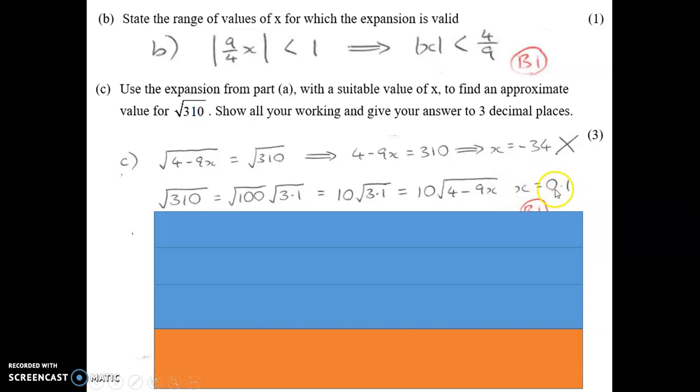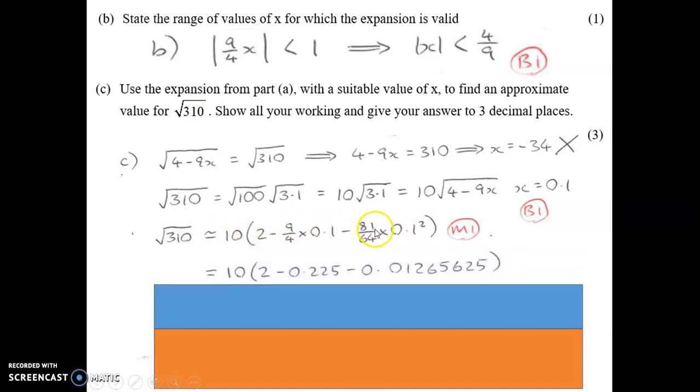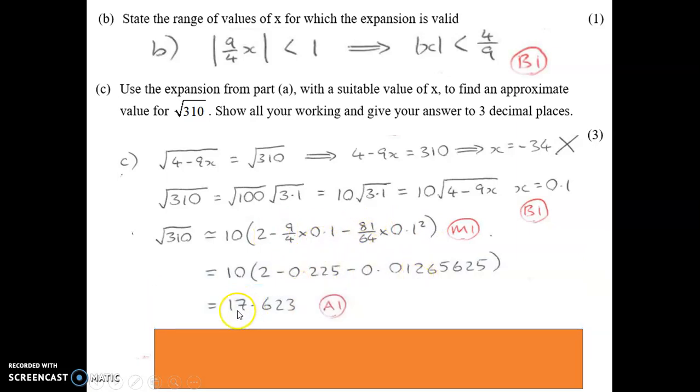Okay, so this is the x value I'm going to use, and it says to use our expansion, so I'm going to substitute this value of x into the expansion we got in part A. So I keep my 10 out the front, and then I've just substituted in my x, or my 0.1 for x. And this will only be an approximation, so I've said about equal to. I can then just put all of this in my calculator. I've done it in parts, and it eventually comes out to be 17.623.